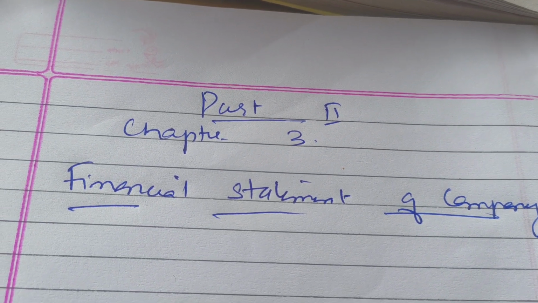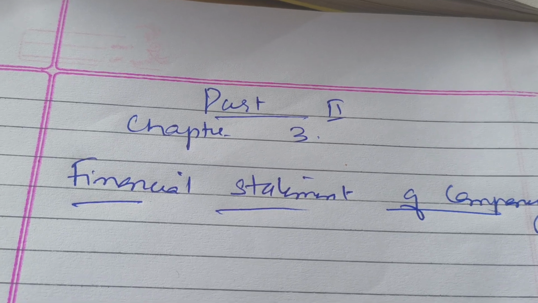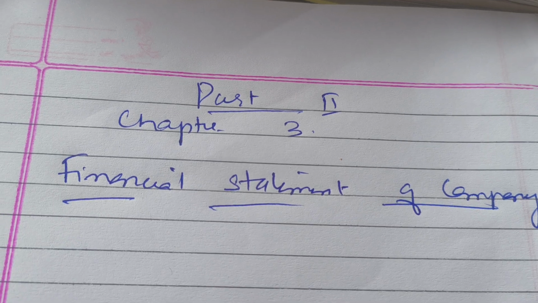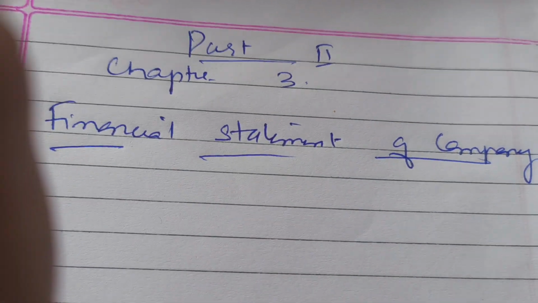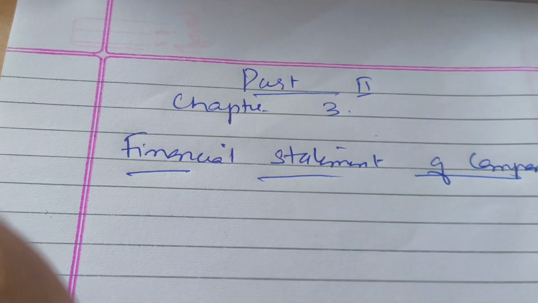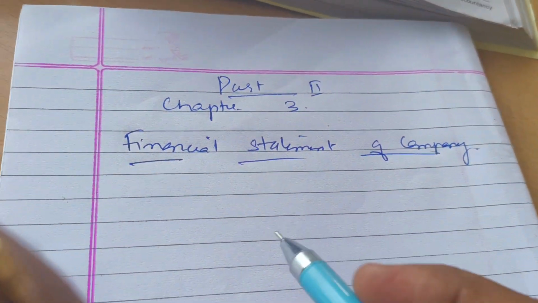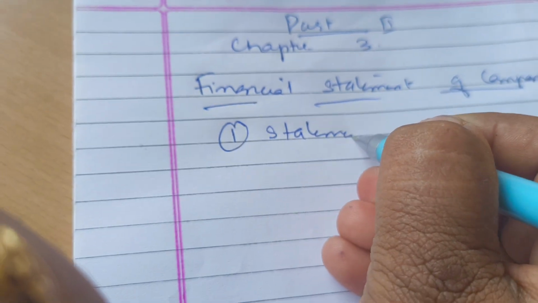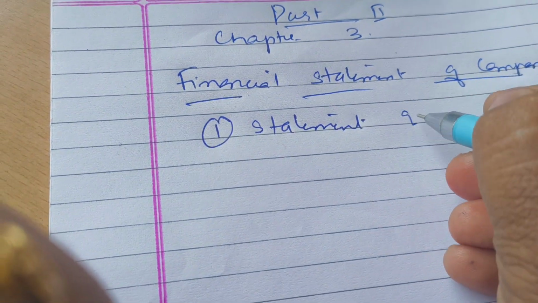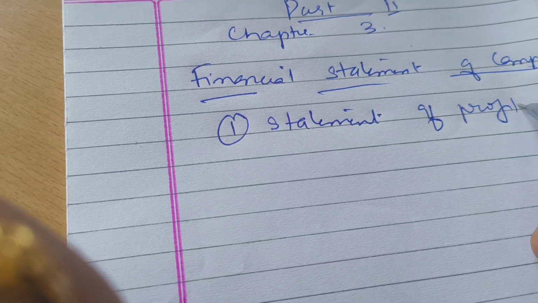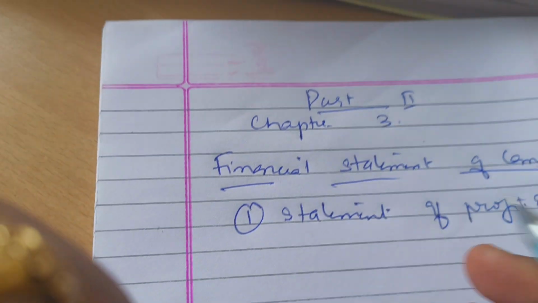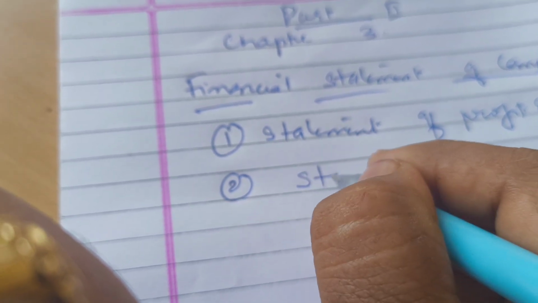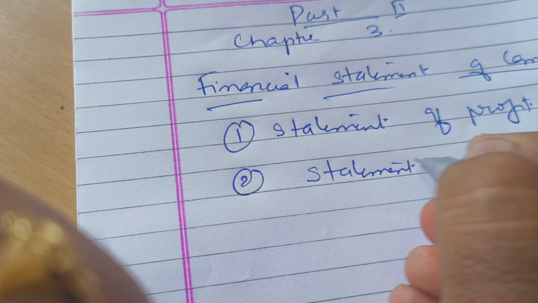So now I am going to take chapter number 3 in Part B section, the financial statement of the company, which is very simple. In this chapter you are going to learn only the financial statement format, how they are going to be there. The first one is the statement of profit and loss, and the second one is the position statement, or it is called a statement of balance sheet.